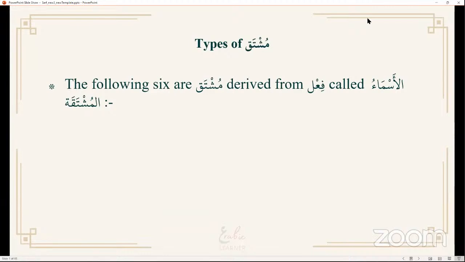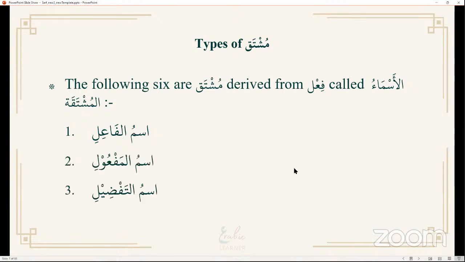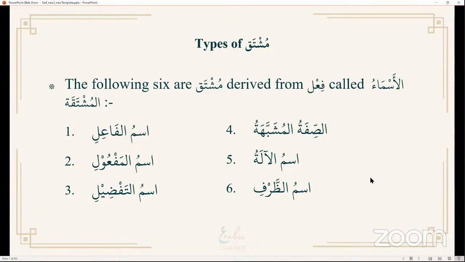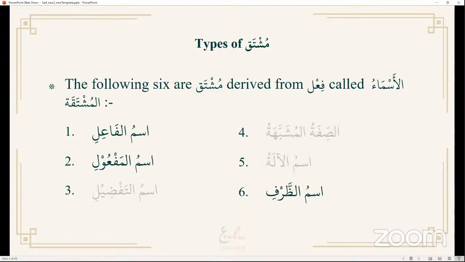Now there are six types of mushtaq. It's called Ismul Fa'il, Ismul Maf'ul, Ismul Tafdil, As-Sifatul Mushabbaha, Ismul Ala, Ismul Dharf. Very difficult? Don't worry. Don't remember the names. I'm not going to deal with those which are grayed out now. I'm only going to deal with Ismul Fa'il, Ismul Maf'ul, Ismul Dharf.